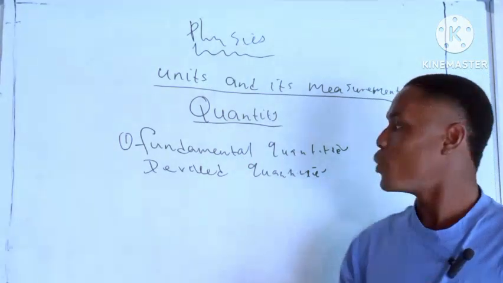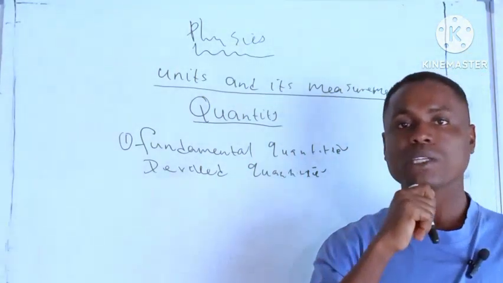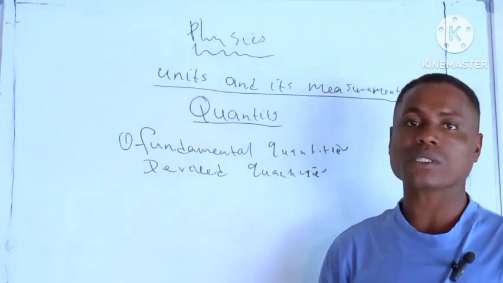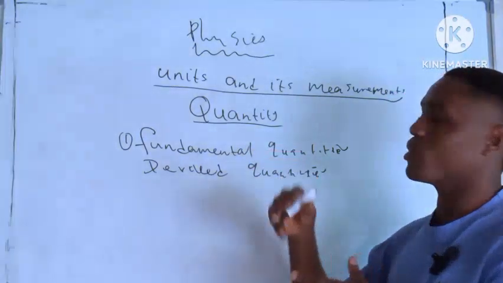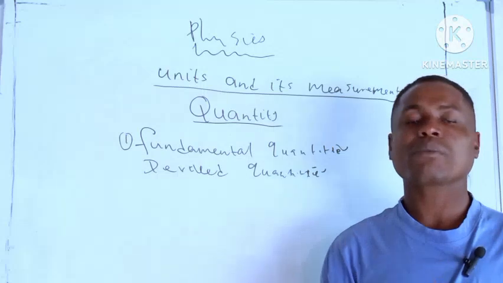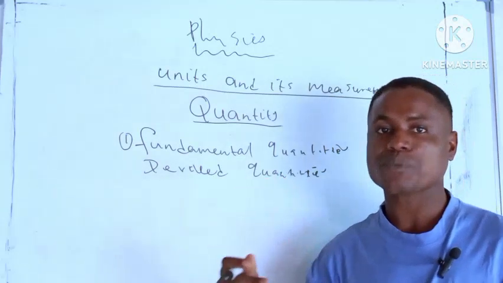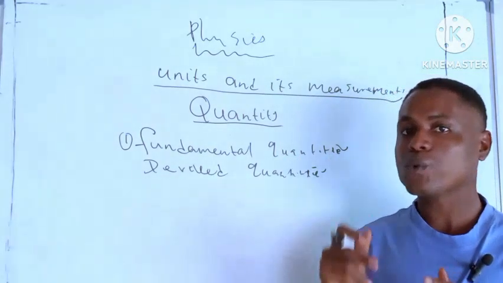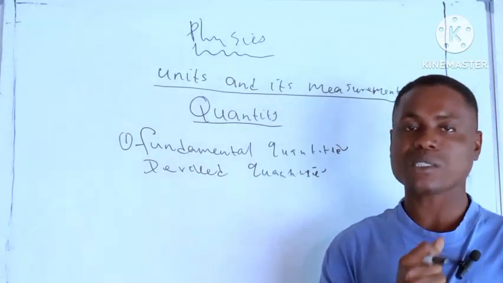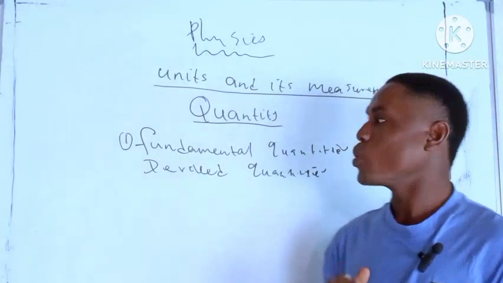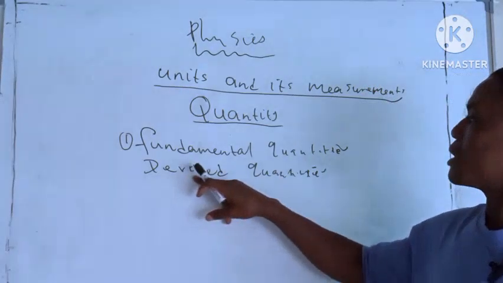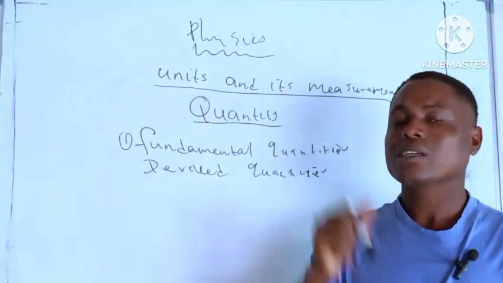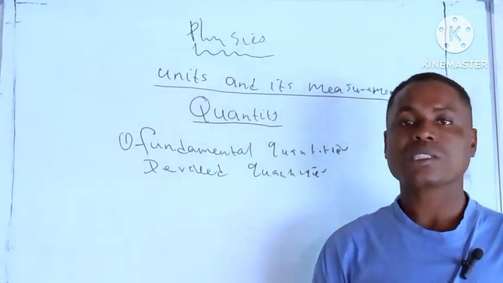Which most quantities depend on, and they cannot be derived from other quantities. So that is the meaning of fundamental quantities. I repeat, fundamental quantities are independent quantities that cannot be derived from other quantities, and most other quantities depend on them. Are you getting me? So in other words, the derived quantities are not independent, meaning they are dependent. Dependent means what?